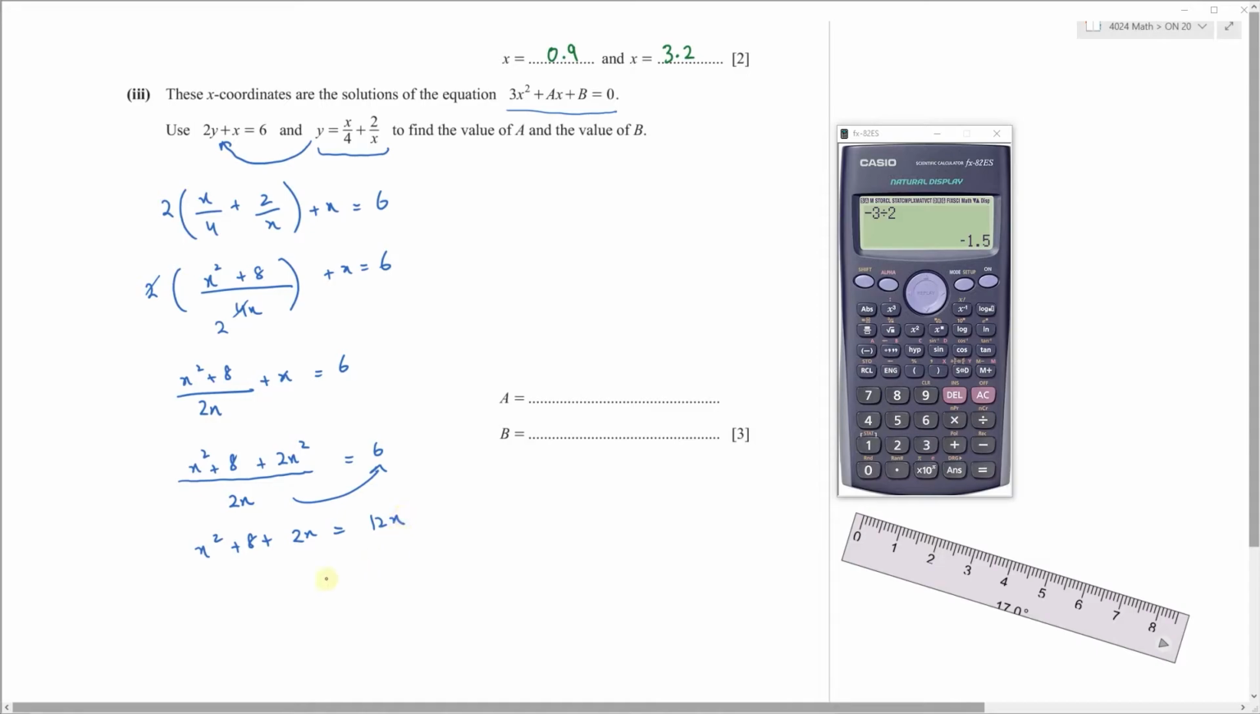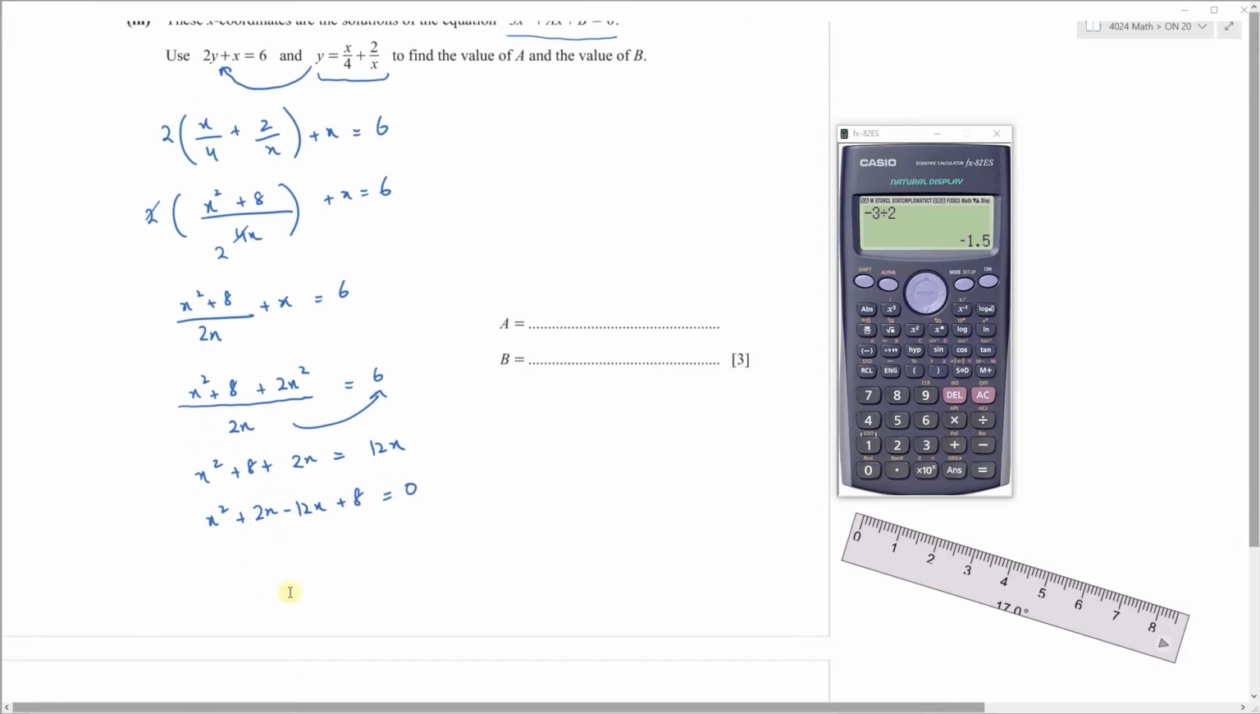And then if I bring this 12x to this side, this will become x square plus this 2x, and this will become minus 12x, and plus 8 equals to 0. So this will become x square. 2x minus 12x will be... I think I made a mistake here.